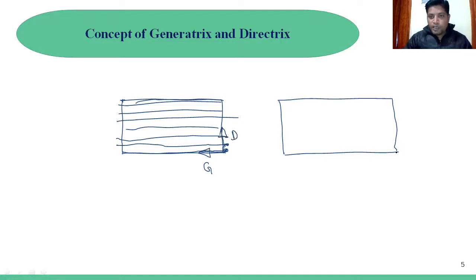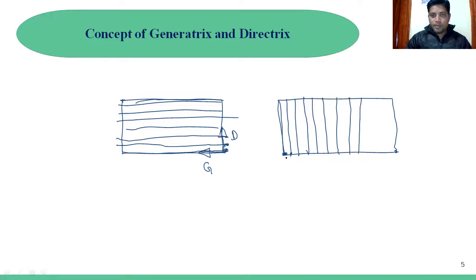Similarly, if we are keeping the tool over here and we are removing this material in this direction, again we are bringing it over here and we are removing the material. So what is happening, the material is removed in this direction. So this is basically the generatrix, and for the removal of this material we are moving in this direction. So this is basically the directrix. So both of these are examples of the rectangular plate.